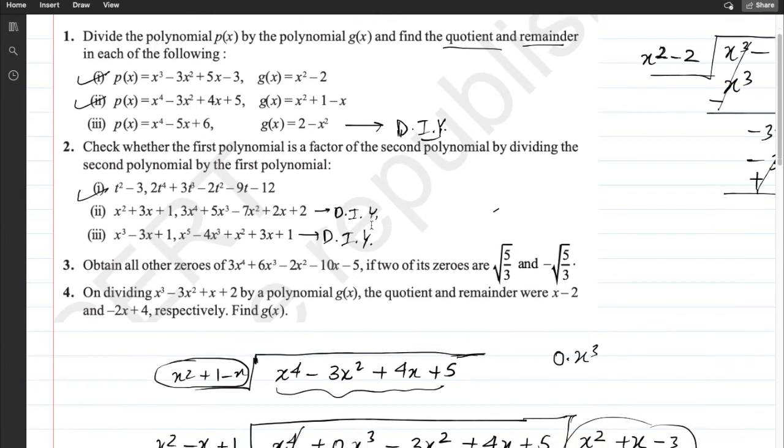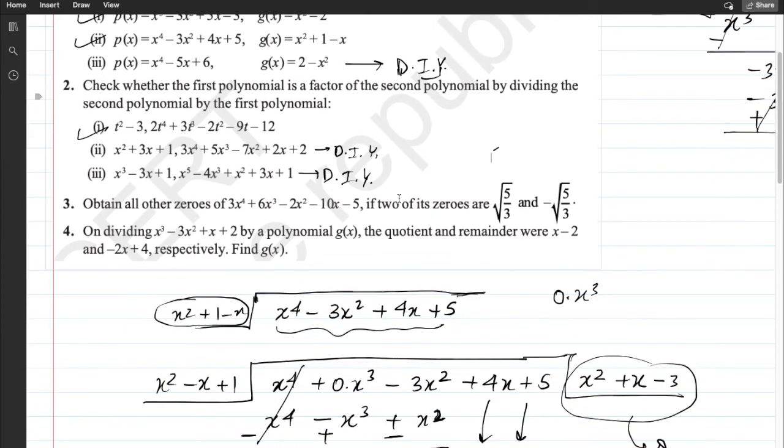Alright, let's move forward. Let's go to question number 3. The question is to obtain all the other zeros. If you recall the last lecture, I told you that these zeros are also known as roots. If they are put in the equation, then the value will become equal to 0. So yeah, this is your equation.